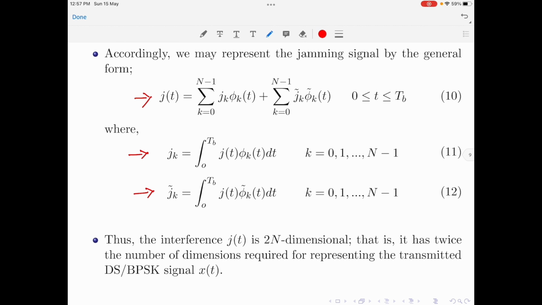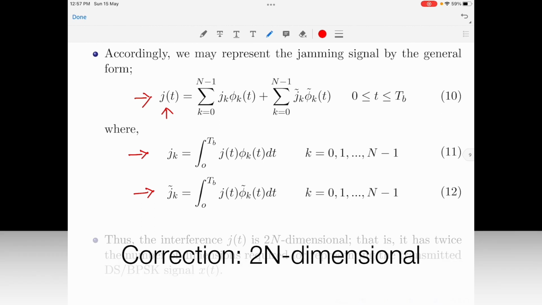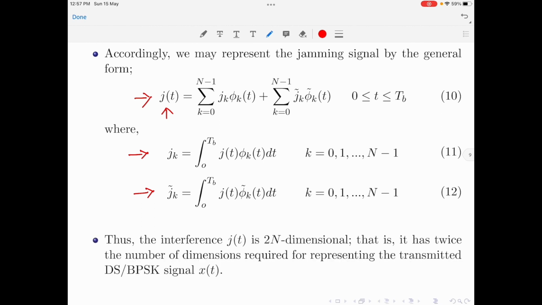Now, by analyzing the RHS of equation 10 carefully, we find that there are totally 2n terms in the RHS of equation 10 when the summation is expanded. So, we can now say that the interference, that is j of t, is two-dimensional in nature. That is, it has twice the number of dimensions as that of the transmitted DS-BPSK signal x of t.